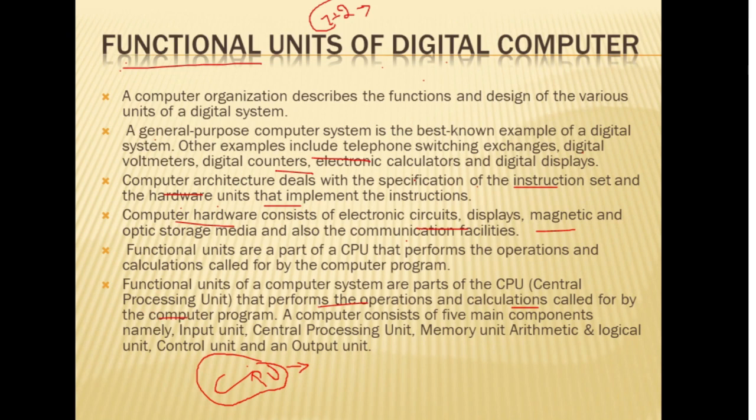The computer consists of five main components. First one is input unit, then central processing unit, memory unit, arithmetic and logic unit, control unit, and the output unit. These are the five main components of our general computer. So this question will be asked in either 2 mark or 16 mark.